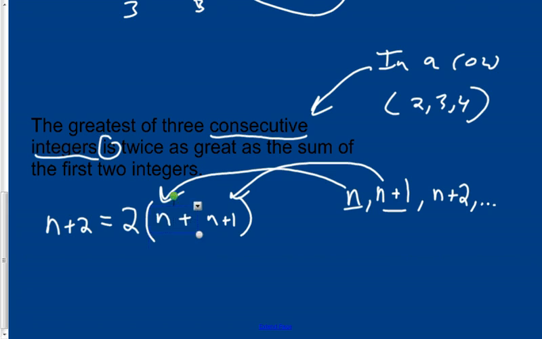Really important to know, really important to understand right here, knowing that in a row it's 2, 3, 4, that sort of numbers. But if you don't know the numbers, it's n or x, and then plus 1, plus 2. The next one would be n plus 3.